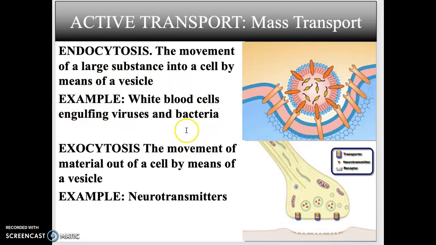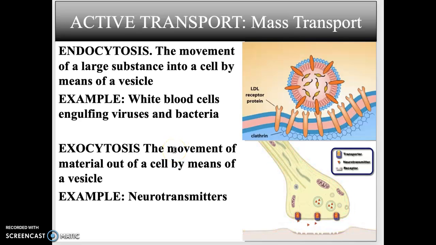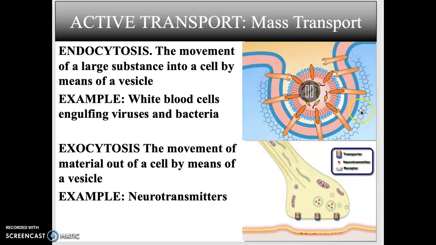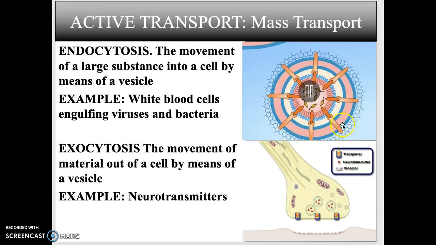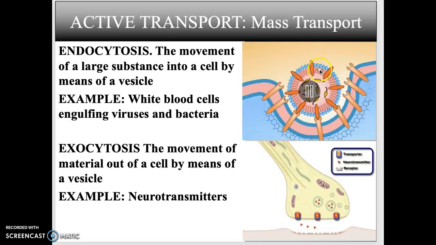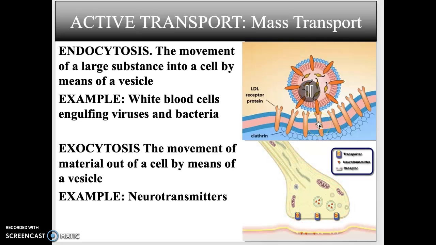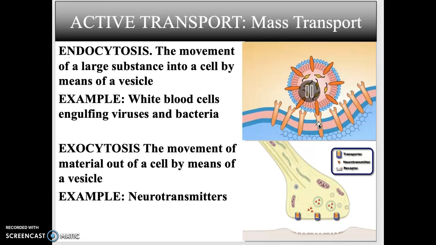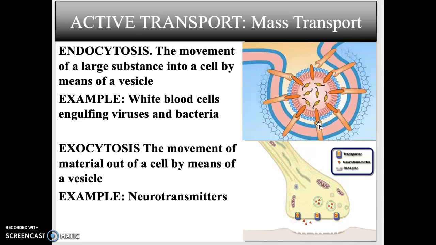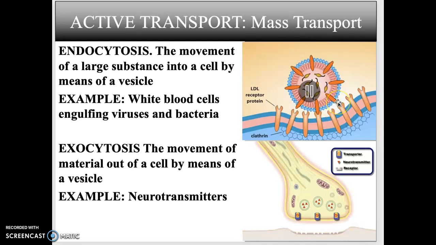Hopefully this is happening for Mr. Dell right now, that the white blood cells are engulfing the virus that's in my body and it's going to kill it. What you see over here is essentially a white blood cell that is surrounding a bacteria, engulfing it and pulling it in. It's almost like a Pac-Man, if you will, going around the bacteria, surrounding it, and then pinching it off and bringing it into the cell.